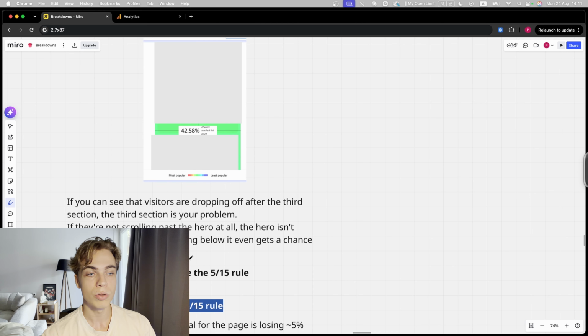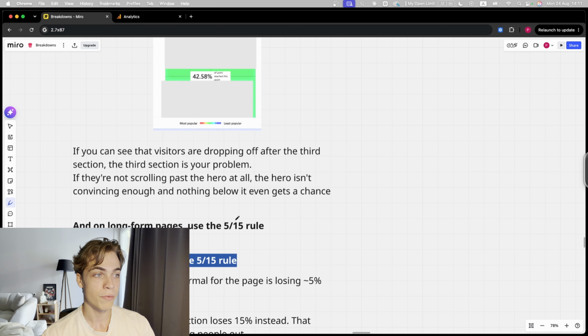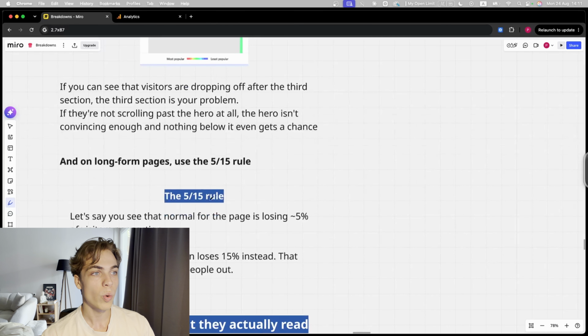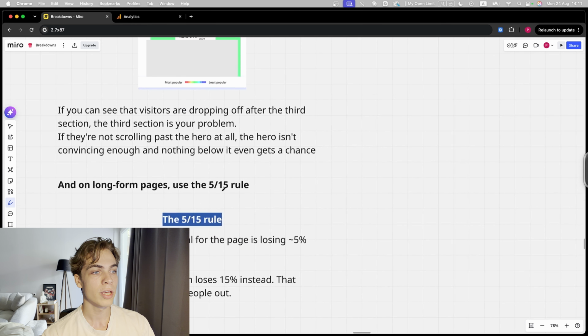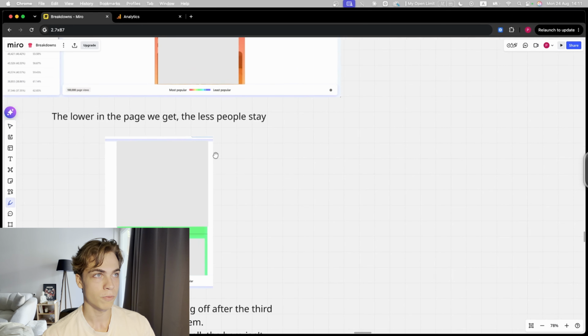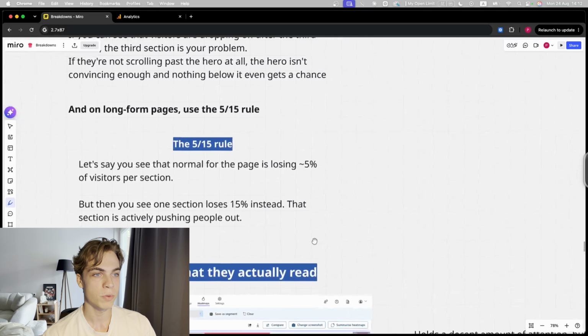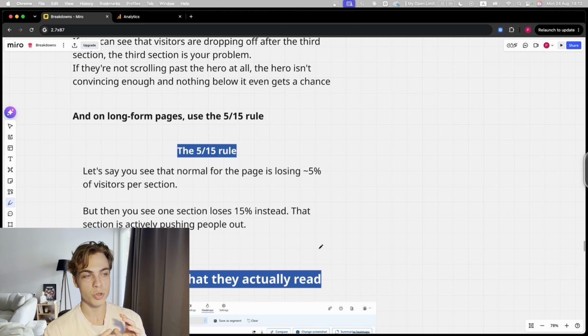And on long form pages, I want you to use the 5-15 rule. So what is this rule actually? Let's say that on a normal page you're losing around 5% of your visitors per section, so from one section to another you lose 5%. But then you see that one section is losing 15% of your visitors. Now you instantly know this is the section that is actively pushing people out, and this is the one you need to focus on.